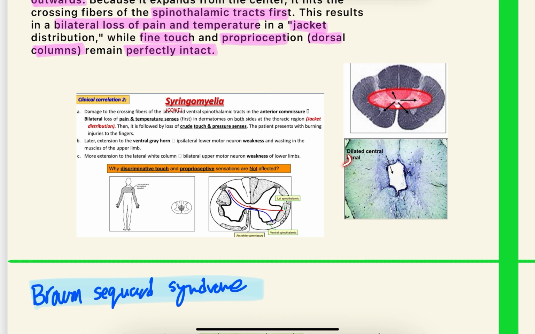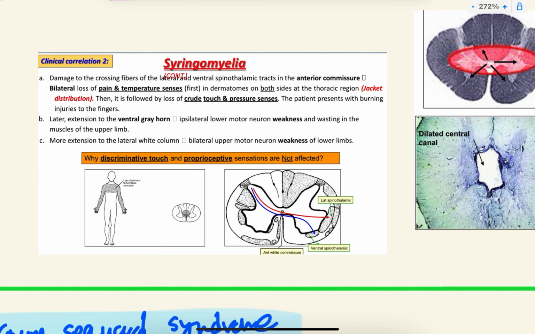So we have here the dilation of the central canal, as you can see. And here it tells us what? The damage to the crossing fibers affects the anterior commissure, leading to bilateral loss of pain and temperature senses first, followed by crude touch and pressure. The patient will present with a burning injury on the finger, but the patient will say, I don't feel the burn, I don't feel it.